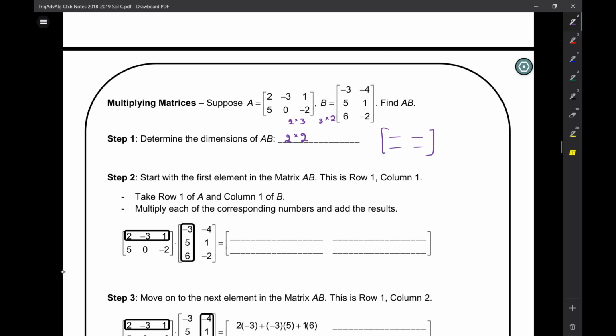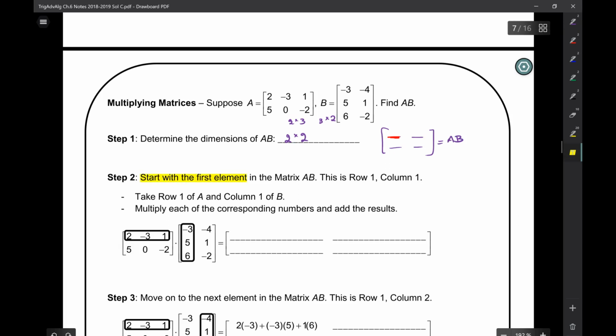Okay, now we're going to start filling in this matrix. How many numbers do we have to generate? 4. 4 of them. You can go in whatever order you want, but the most logical thing to do is to start with that first number, right? That's how you do it. So you tell yourself, all right, I'm going to start with this first element of matrix AB, right? So this is matrix AB. So we're going to start with the first element in matrix AB.